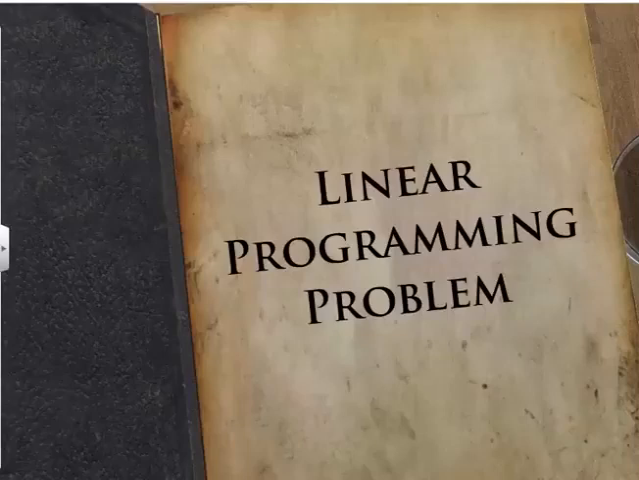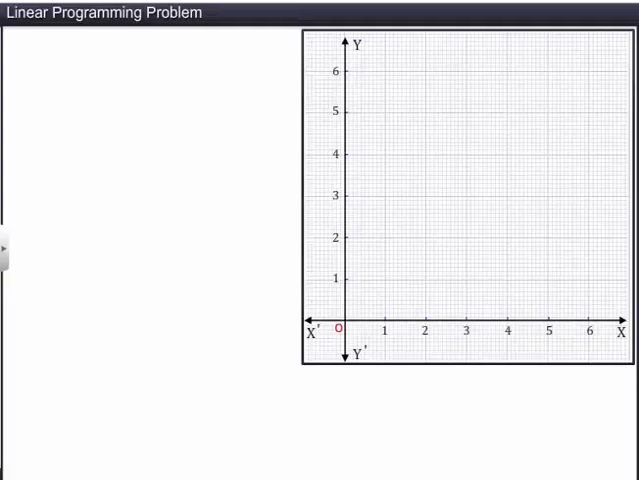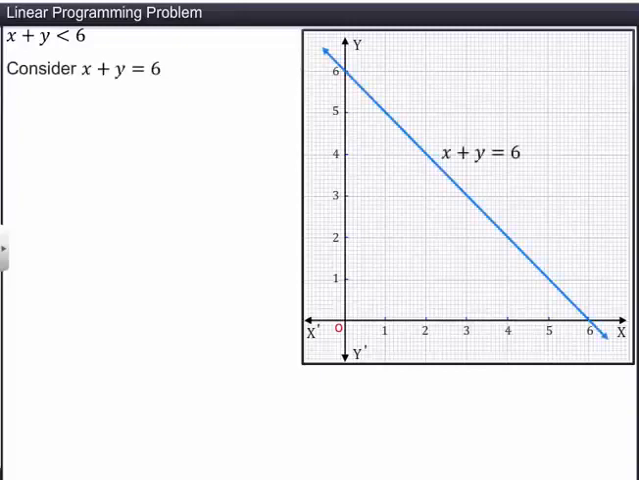In this module, you will learn to solve linear programming problems. Let us recall the graphical solution of a linear inequality. Given a linear inequality, x plus y less than 6, its solution can be found graphically by first drawing the graph of the equation x plus y is equal to 6, and then consider an arbitrary point that is not on the line.